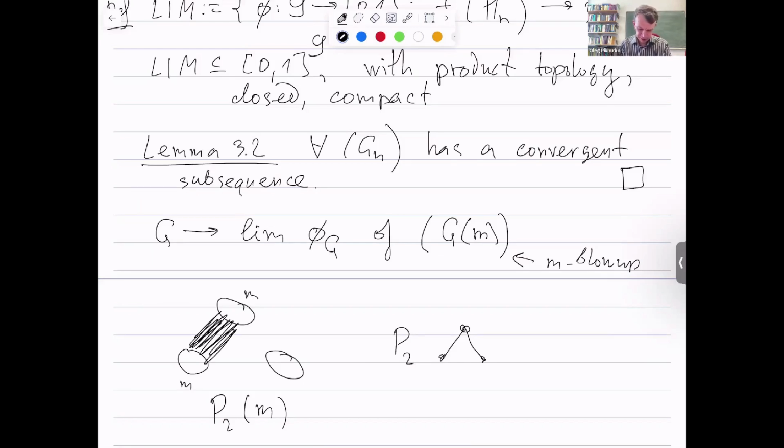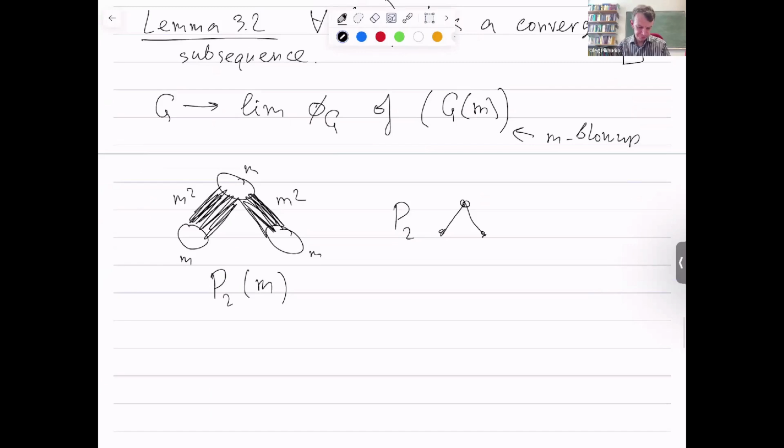So this has size M. Here I put M square edges. Whenever I see an edge, I have a second edge, so I put another complete bipartite graph. At the base horizontal part, I don't see any edge, so I don't put anything. So this is a blow up of a graph.